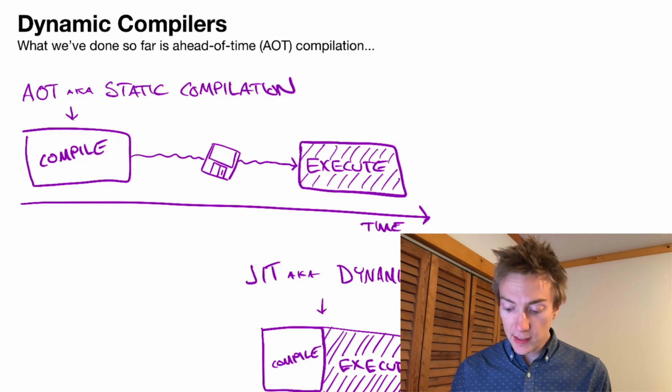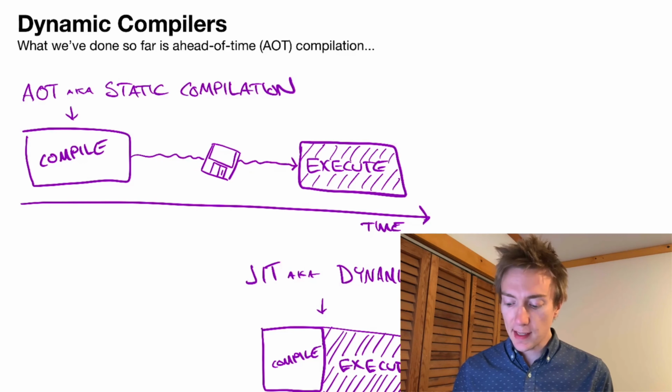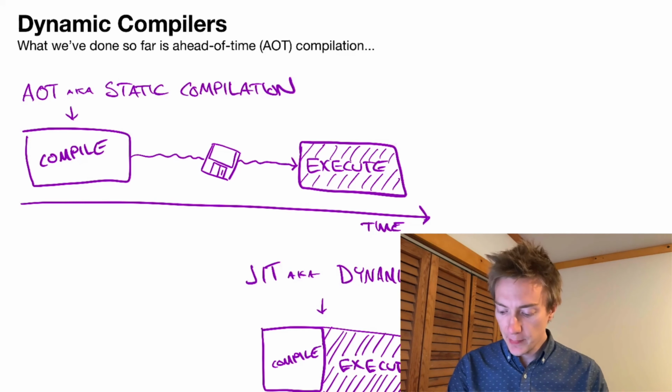When you compile something using an ahead-of-time or static compiler, you put the program that's actually going to execute onto a floppy disk and you put it in the US Postal Service, and that arrives at the destination where you actually execute the program, or at least conceptually.